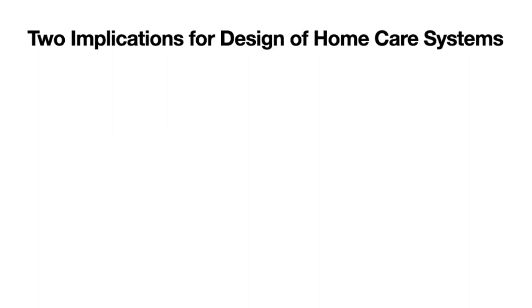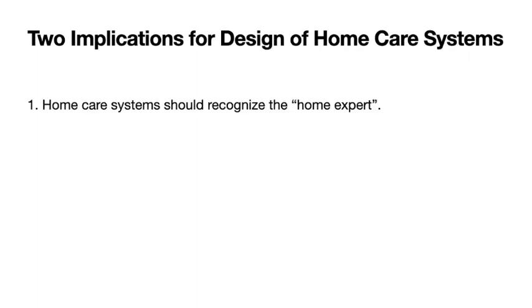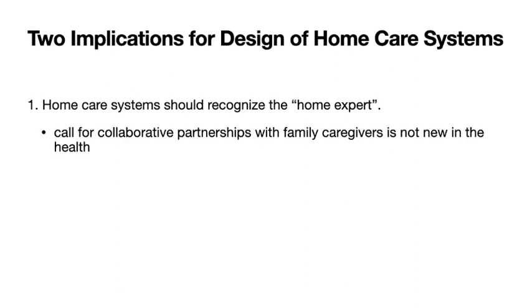From these findings, I would like to conclude by sharing 2 design implications for home care systems. First, home care systems should recognize the home expert. We found that home care is an area where medical expertise meets home expertise. Although there has been a call for more collaborative partnership between family caregivers and medical experts, we continue to find a disjunct between what the healthcare professional wants to know and what the caregiver wants to communicate.